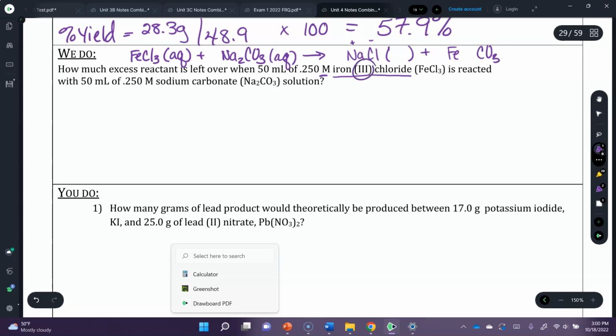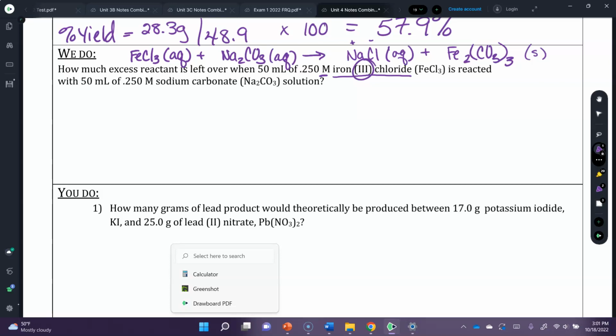Now iron, it tells us, has a 3+ charge, and carbonate is one of those you should remember is 2-. So we're going to trade those charges so that they balance. So we have 2 and 3. Okay, and that's probably going to be a solid. This is aqueous because it's salt in water, so salt water. So now we can balance.